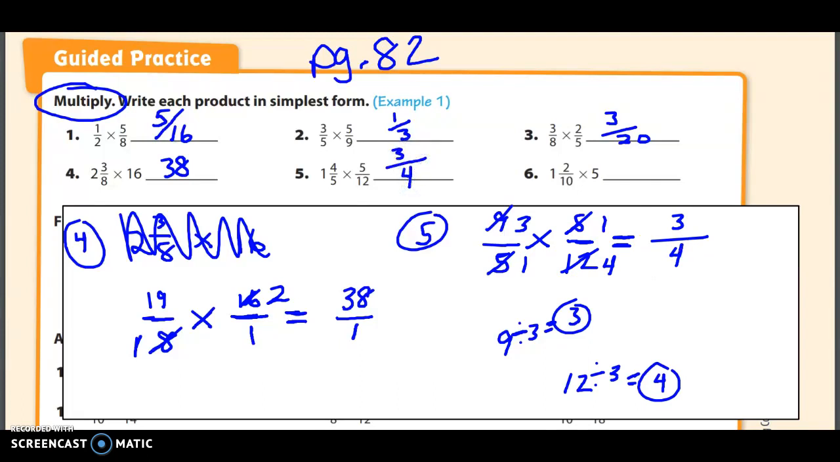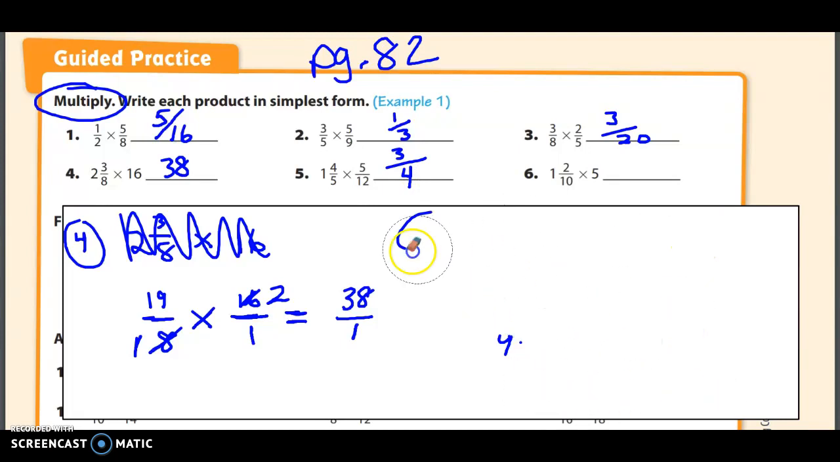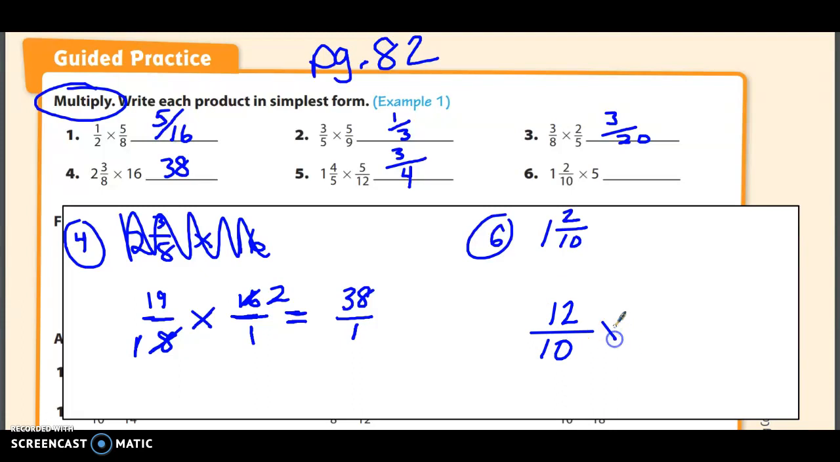The last one looks more complicated than it really is. This is really just like number 4 was earlier. I've got 1 and 2/10, which is 1 times 10 is 10, plus 2 is 12. This one's 12/10. And this one's going to be 5/1, so I'm going to write it as 5/1. You've got a lot of simplifying to do here.